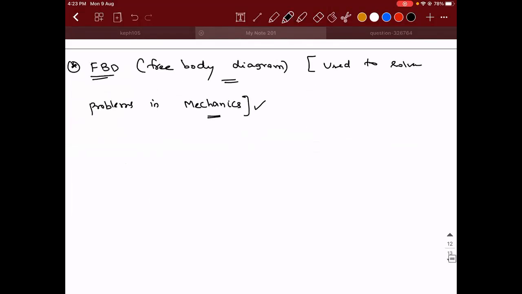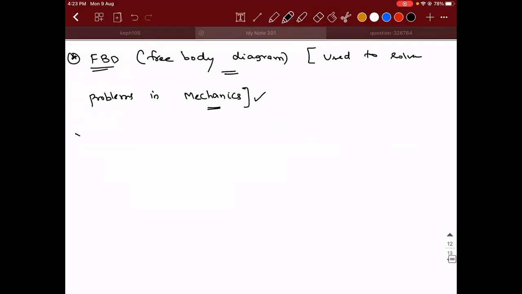First, let's understand what a free body diagram is. So before I explain what a free body diagram is, I need to explain the types of reaction forces. Okay. So what do you mean by reaction forces here? Listen.